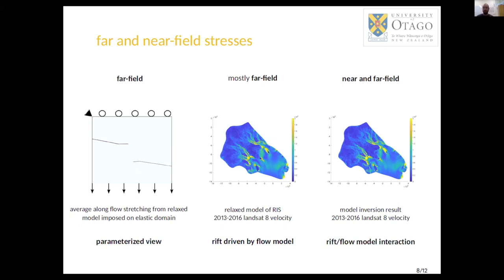To simulate the far field or the near field, because we're interested in whether the far field is enough to describe the propagation of these rifts, we have three cases. For the far field, we've done one case where we're just stretching, using the mean stretching that we see in this area of the ice shelf. We have an intermediate approach, which is to use a relaxed model. So it has some of that near field information, but a lot of it has been smoothed out through a 1,000-year relaxation of the model. And then we have a near and far field, which is the same model, but immediately after inversion. So we have a stress field that's pretty similar to what we see in the velocity field that we started with, which is the velocity field from 2013 to 2016.